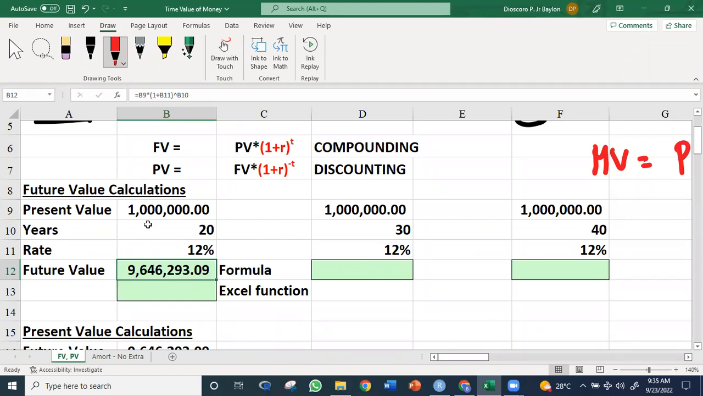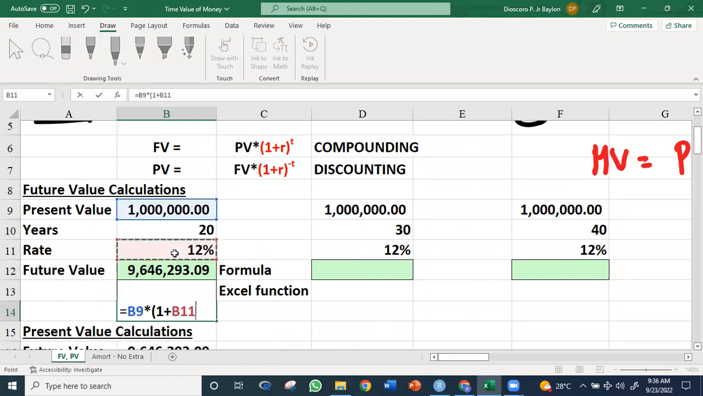So how much is 1 million 20 years later if you put it in an investment that earns 12%? The answer is 9,46293. Now it would be different had we used simple interest. So let's do that. If it's simple interest, it will be the principal times 1 plus the rate, 12%, times T. Right? Okay. Control Enter.